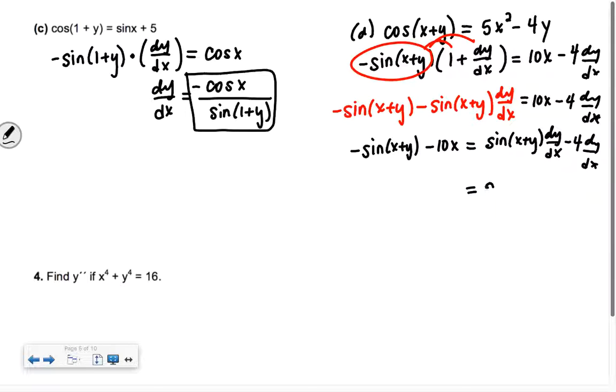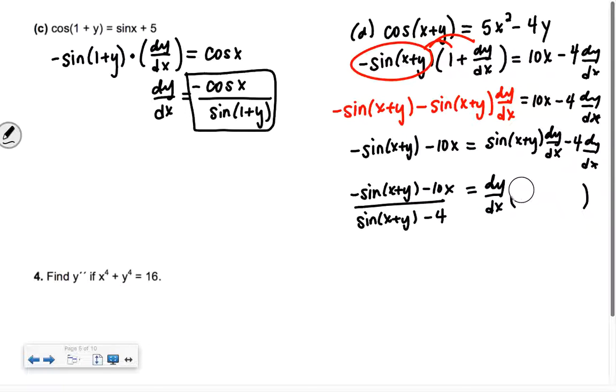Then I can pull out that dy over dx. And then I'd have everything in parentheses, right? And then I would divide it over. So your final answer is going to be negative sine of x plus y minus 10x all over sine of x plus y minus 4. And you cannot reduce it down anymore. You can't clear the signs because it's a sum on the fraction, right? Sum or difference. That's how you do it. So they can be weird.